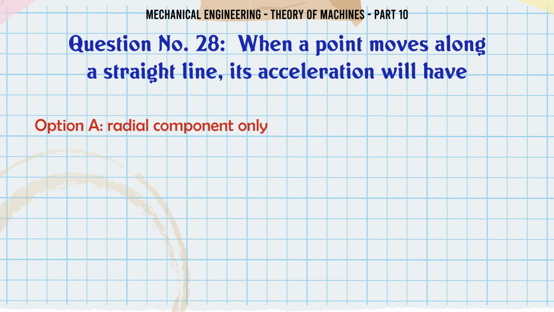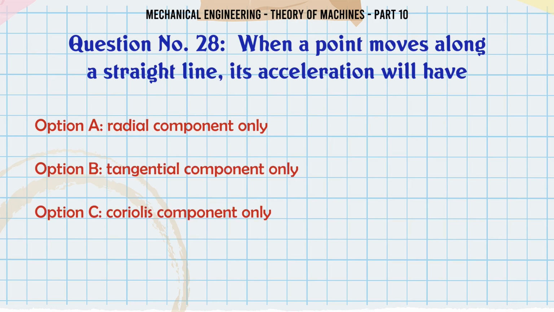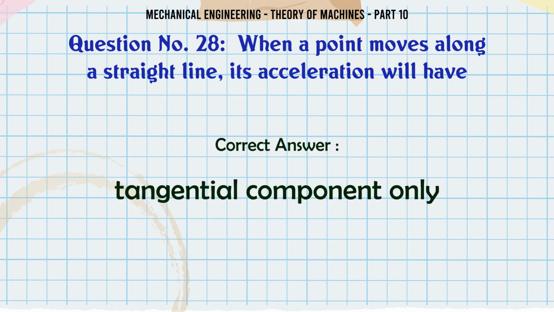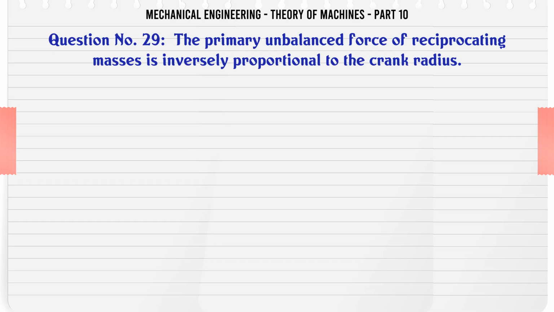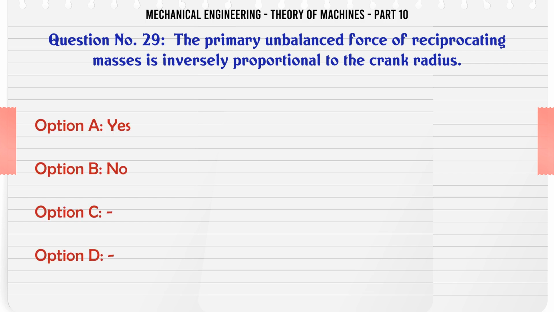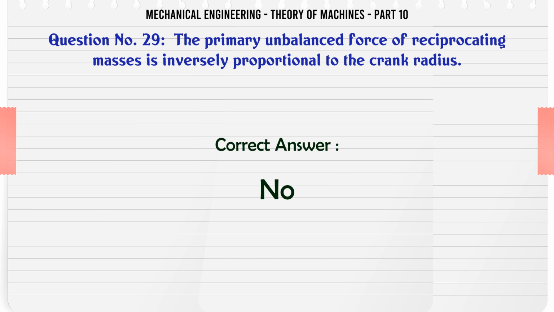When a point moves along a straight line, its acceleration will have: A. Radial component only. B. Tangential component only. C. Coriolis component only. D. Radial and tangential components both. The correct answer is tangential component only. The primary unbalanced force of reciprocating masses is inversely proportional to the crank radius. A. Yes. B. No. The correct answer is no.